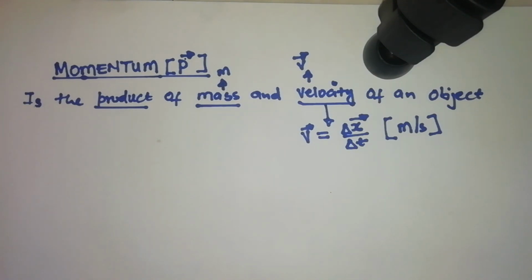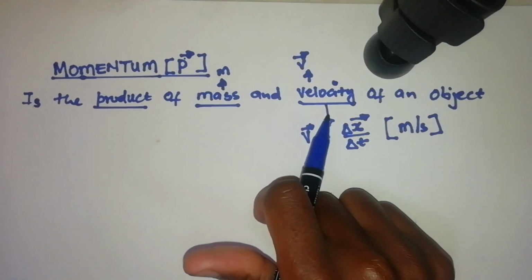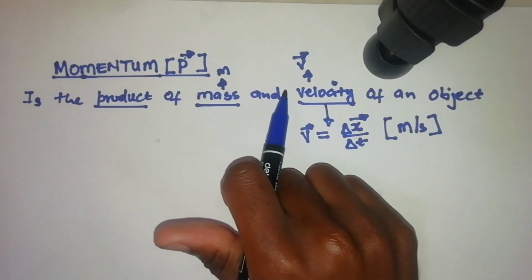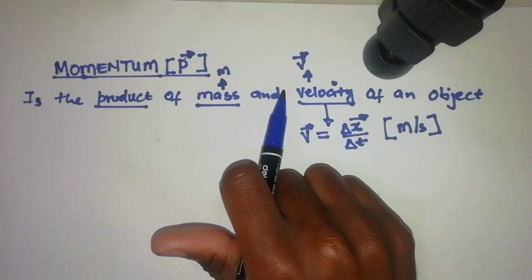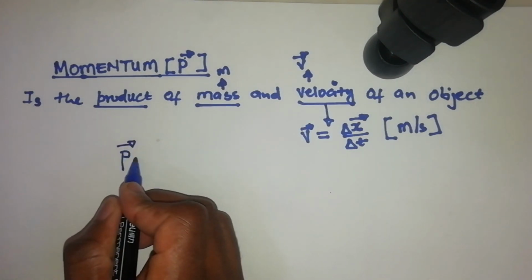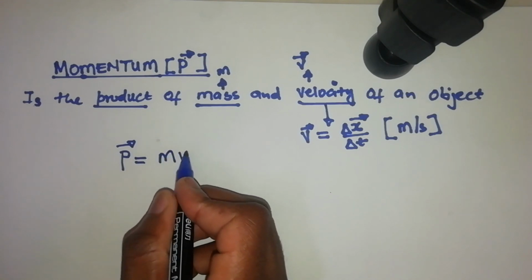So let's go back to momentum. What is the formula for calculating momentum? We will get the formula from our definition. Again, our definition says momentum is the product of mass and velocity, and I told you that product means we multiply. If we multiply two variables, in this case mass and velocity, m and v, then we'll get momentum. Hence, the formula for calculating momentum is p equals mv.